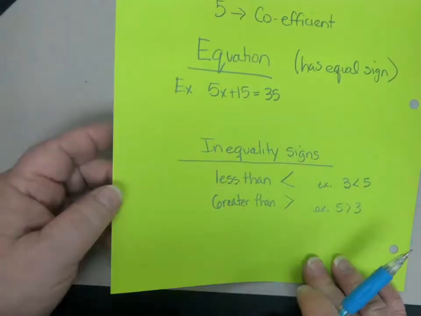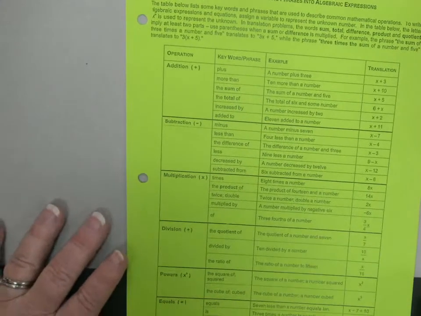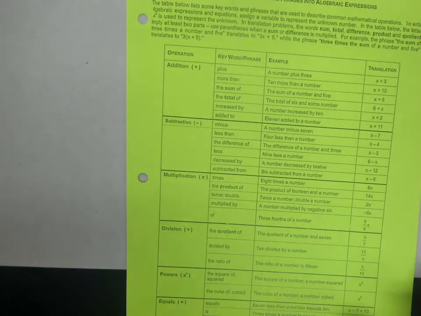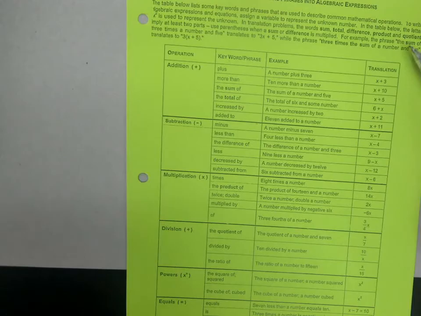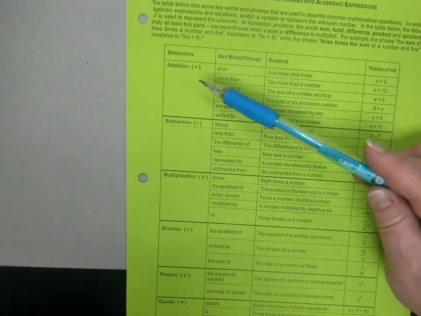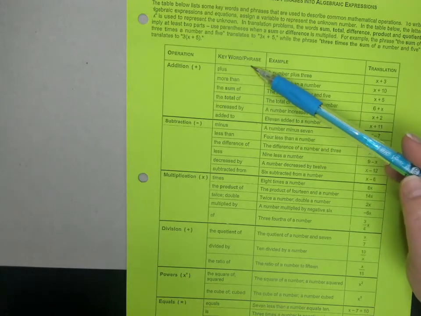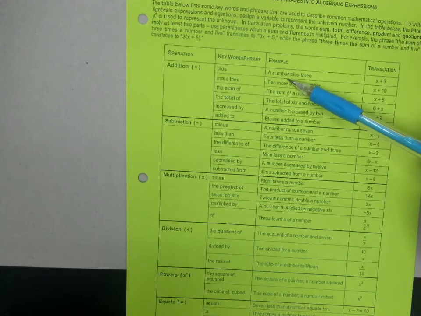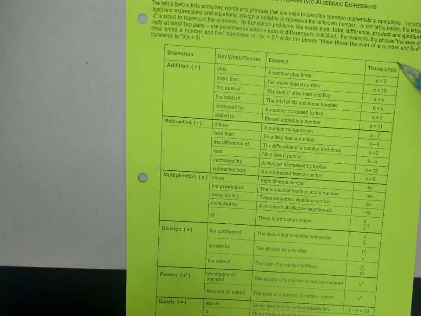So let's turn this little green, well, yours, I don't know if yours is green, but it may be green. Mine, it will be green. And let's look at some keywords. There's a table here, and it has the operation, the keyword phrase, an example, and then how it translates in what you write for it, okay?